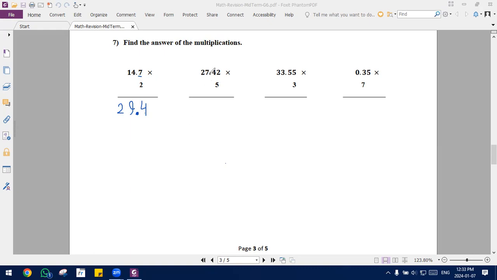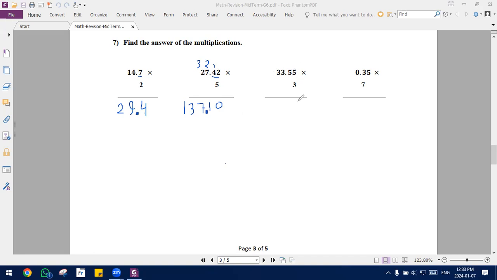Next one, again, we ignore the decimal. 2,742 times 5. 2 times 5 is 10. 0, we carry 1. 4 times 5 is 20, and 1, 21. 7 times 5 is 35, and 2, 37. 7, I carry 3. 5 times 2 is 10, and 3, 13. Now in total, how many numbers after the decimal point? There's 2. So there should be 2 values after the decimal point.